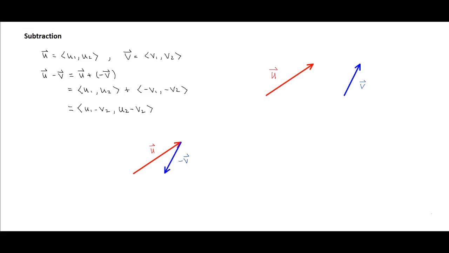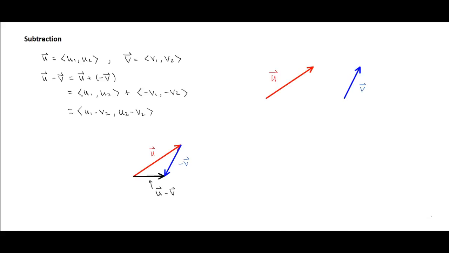So it's going to look something like this. So u minus v is going to be this black arrow like this. Now let me show you another way of coming up with u minus v.